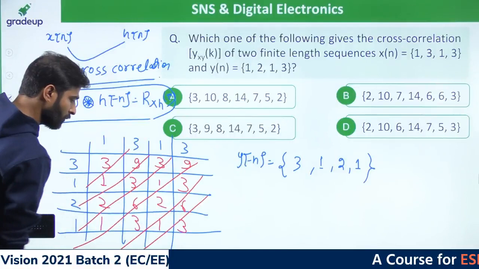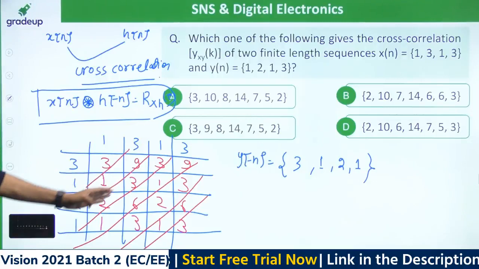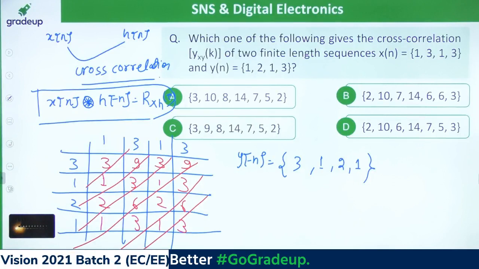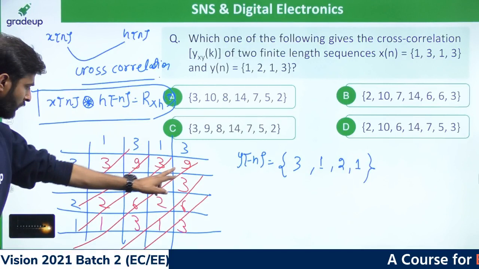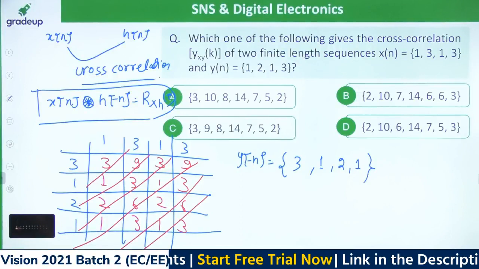3 plus 9, after that 6 to 8, after that 14. I think we made some mistake, or is it correct? 10, 11, 17, it should be 17. Instead of 14, there should be 17. And 6 or 8, it should be 8.